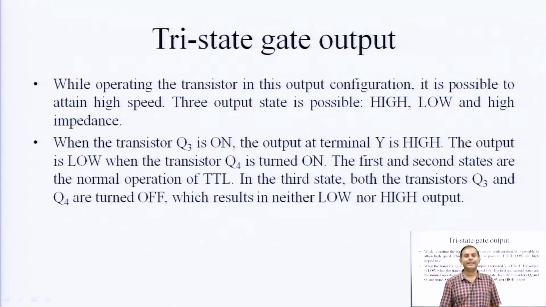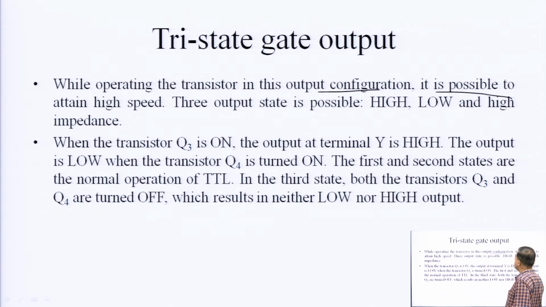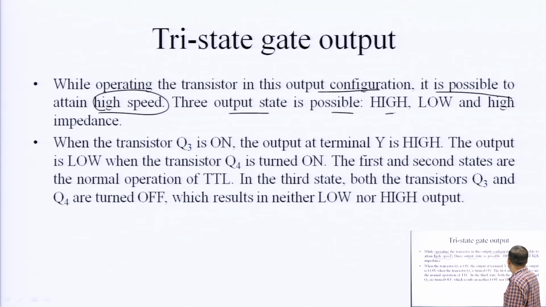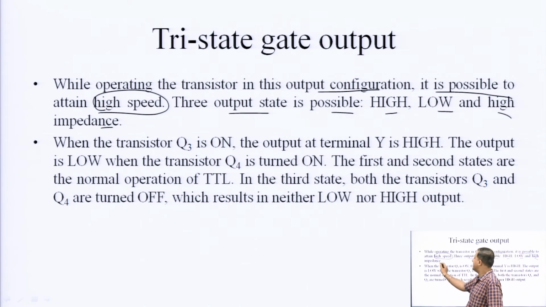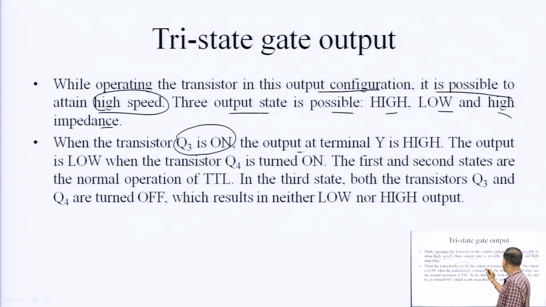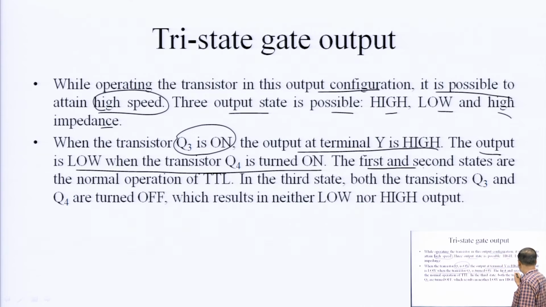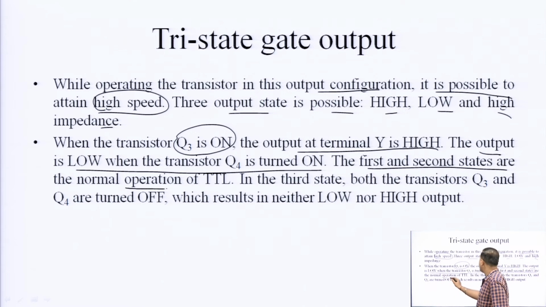Next, tri-state gate output. While operating the transistor in this output configuration, it is possible to attain higher speed. This is the advantage of tri-state gate output. We are getting higher speed. Three output states are possible: high, low and high impedance. When transistor Q3 is on, the output at terminal Y is high. The output is low when the transistor Q4 is turned on. The first and second states are the normal operation of TTL.